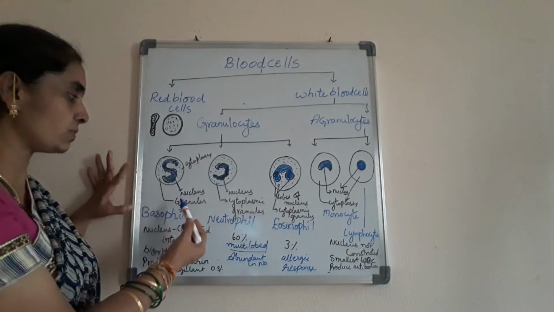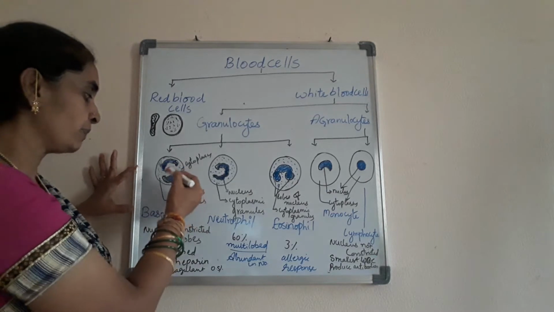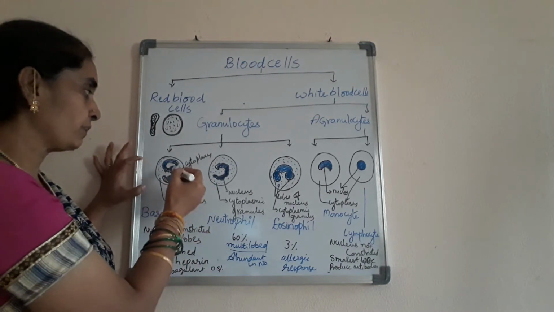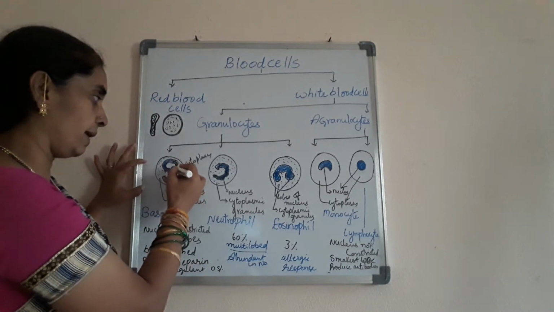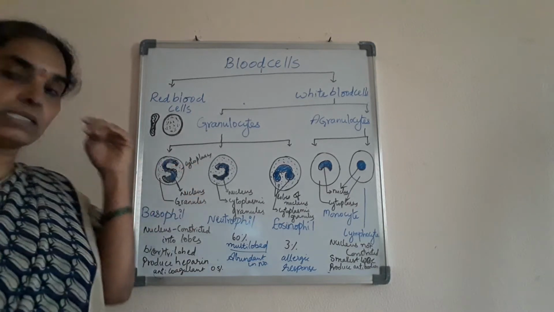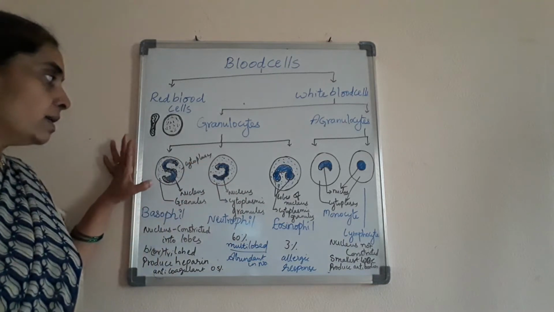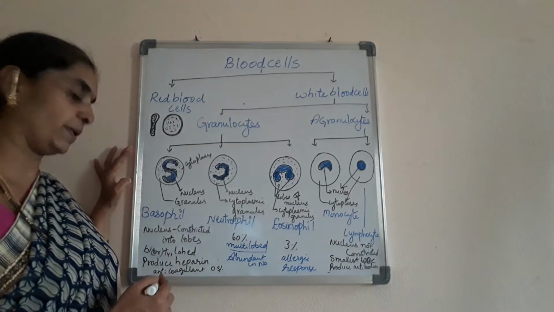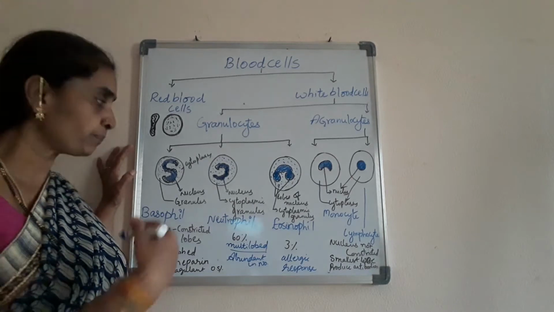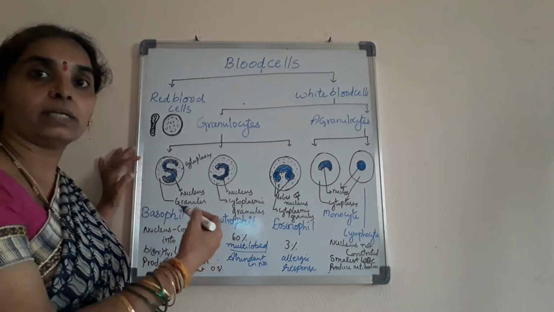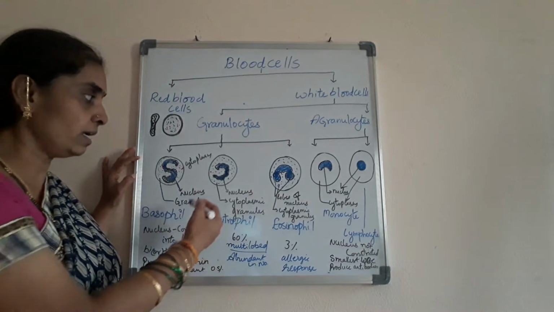In basophils, the nucleus is bilobed or trilobed, and here it's constricted. It contains cytoplasm, and cytoplasmic granules are also present inside it. The basophils especially produce heparin, a protein which is an anticoagulant. So it helps in the coagulation of the blood.